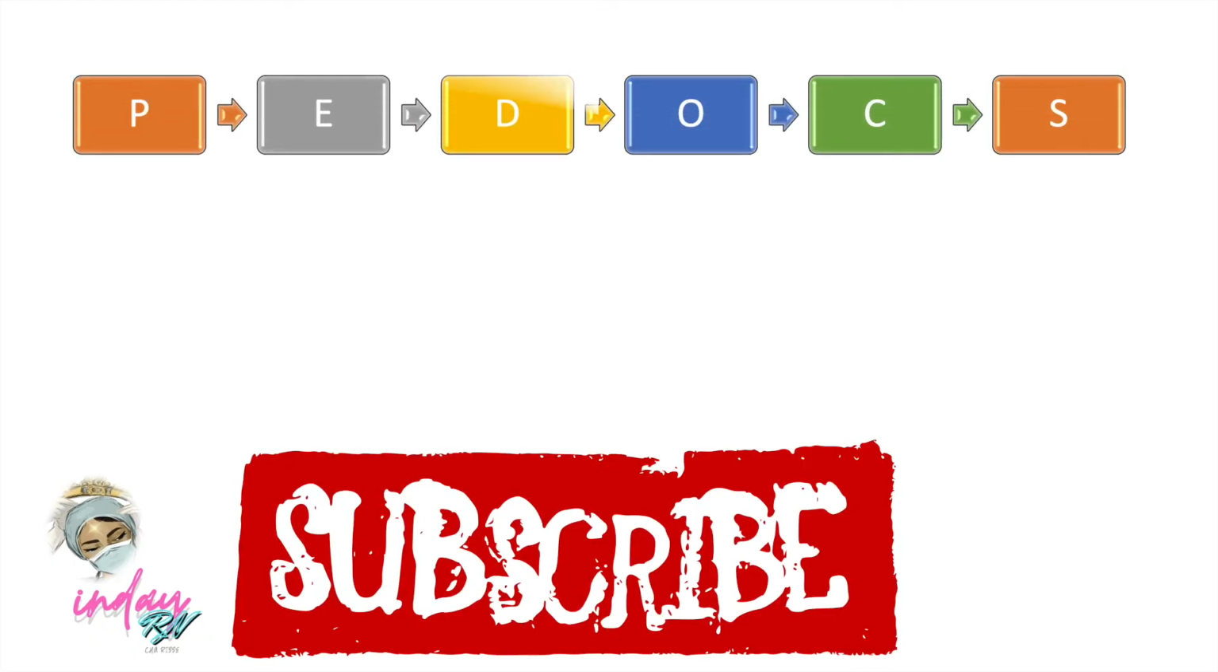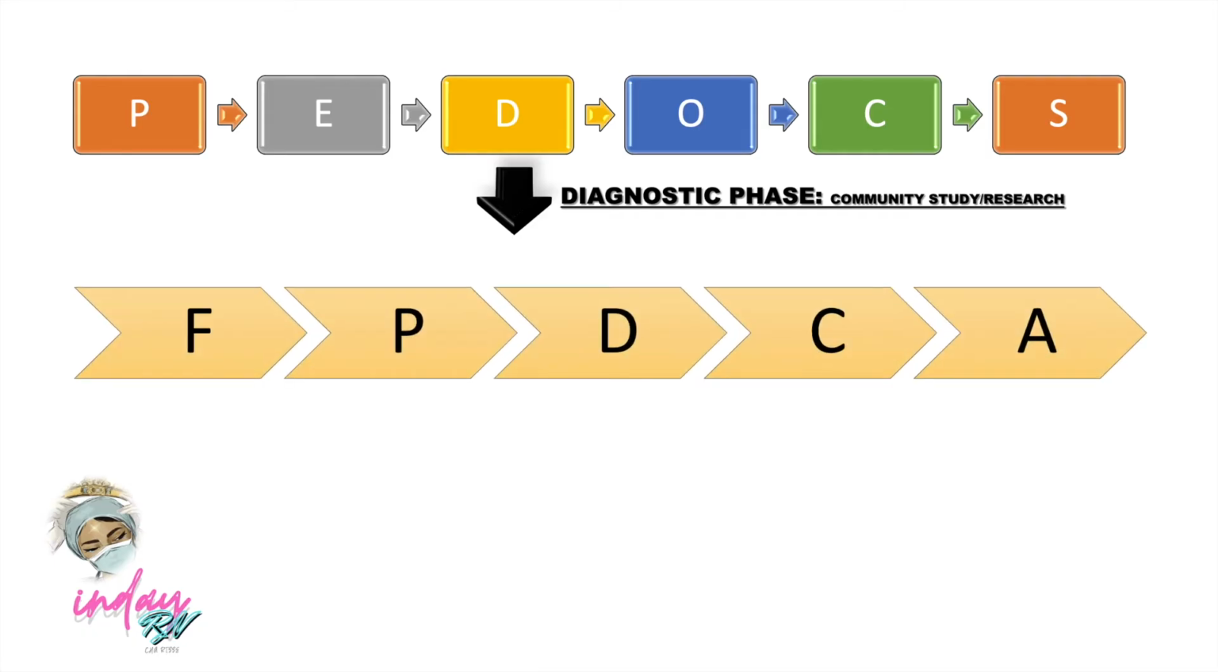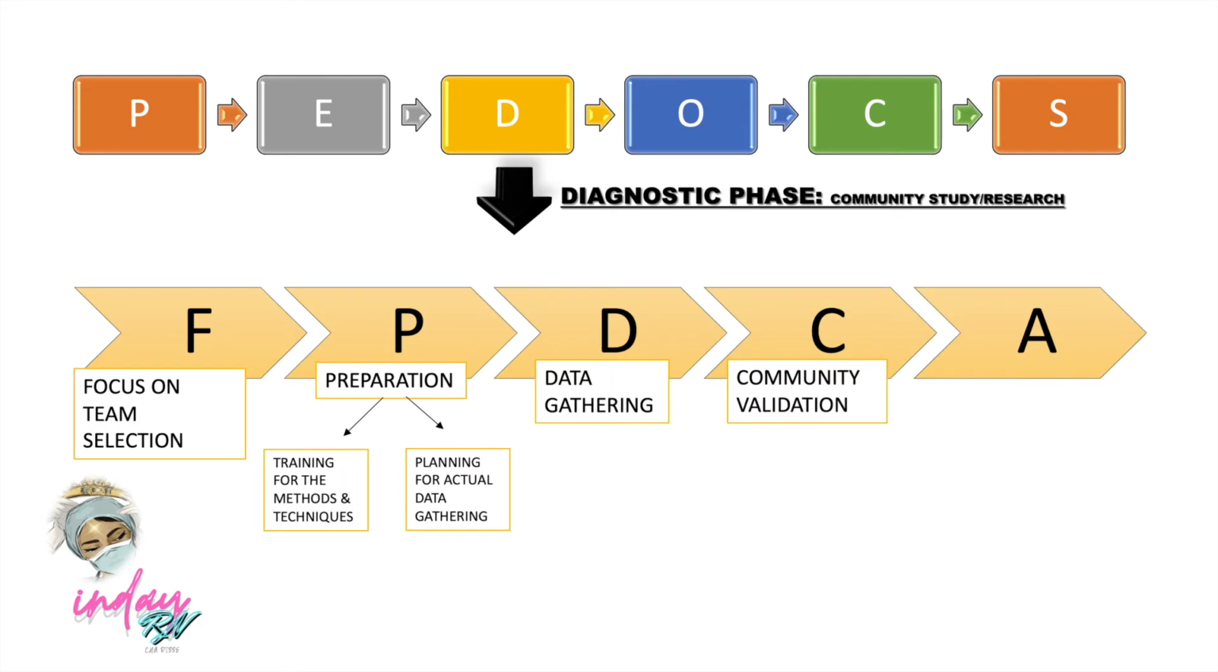The third phase of the COPAR is the diagnostic phase. In here, we are actually doing the community study, or it is the research phase. Okay? So if we say research, one of the methodologies in nursing to improve initiatives is the FPDCA. Let's use that, but it has a different meaning. In order for you to easily understand it, I use the mnemonic FPDC. It's like focus PDCA. So F stands for focus on team selection, P stands for preparation, D stands for data gathering, C stands for community validation, and A for assessment and prioritization.